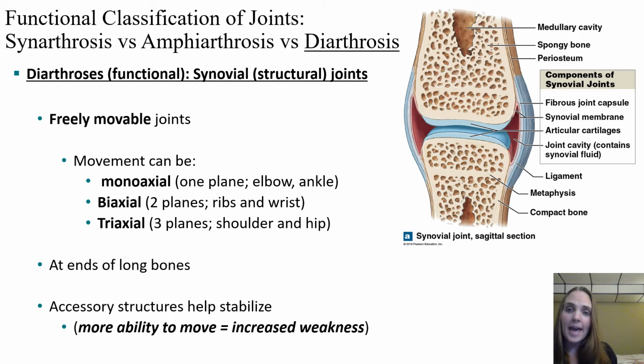We have our biaxial, which means we can move in two planes. An example of that would be our wrist. So we can move our wrist this way and this way. And then triaxial means three planes, and that's going to be our shoulder and hip. So our shoulder and hip allow the most amount of movement. We can move our shoulder and hip in all directions.